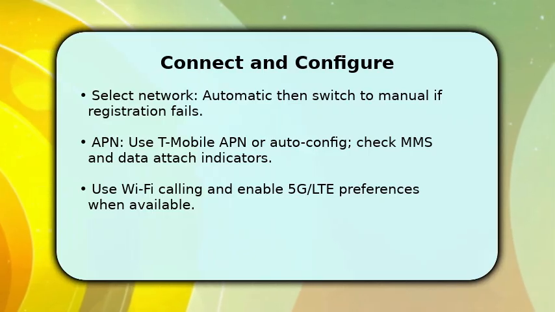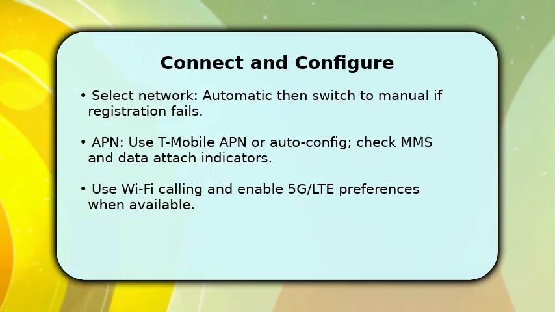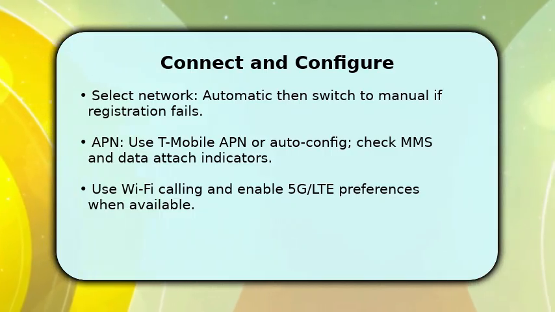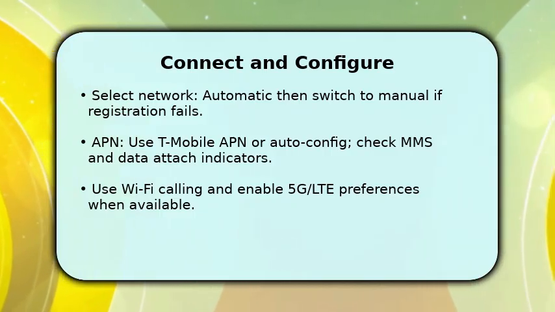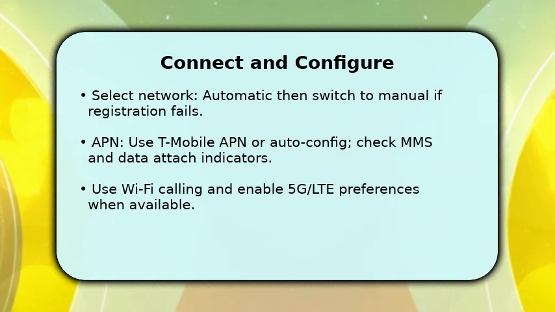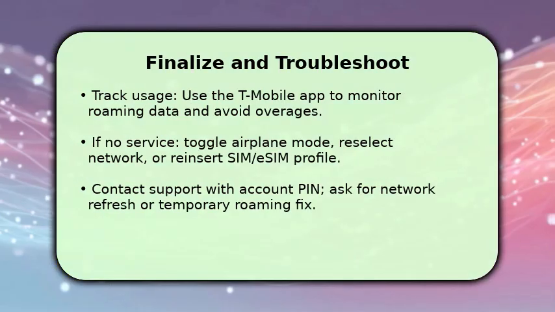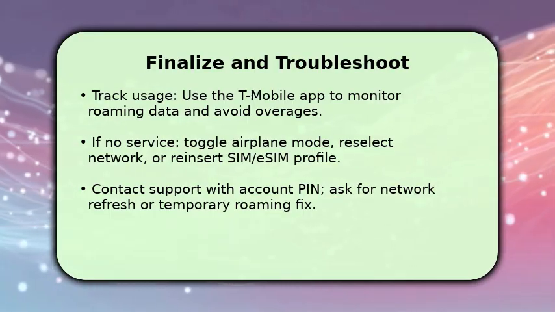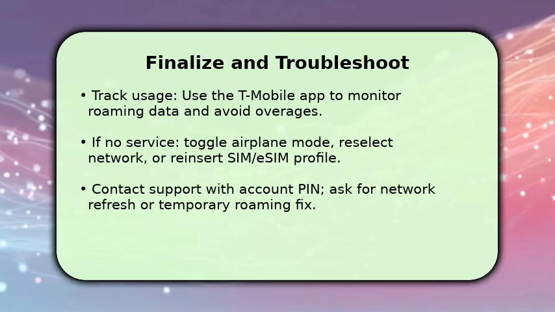Also enable Wi-Fi calling and set your preferred network to LTE/5G for best speeds. If you need texting while offline, use Wi-Fi calling or messaging apps tied to your number. To finish, test a call, text, and data transfer to confirm everything functions. Check the T-Mobile app for roaming usage and thresholds so you don't exceed your allotment.